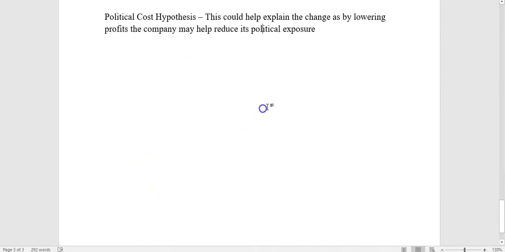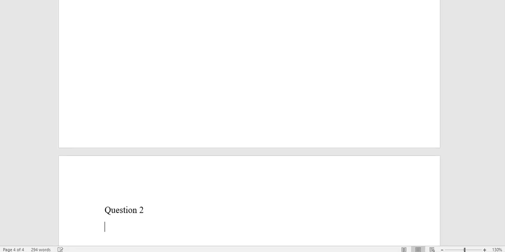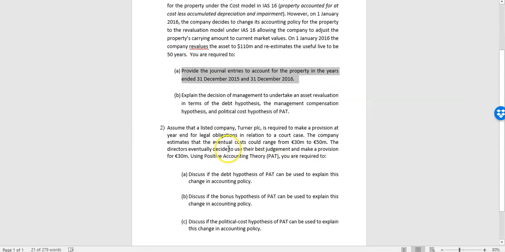Question 2 is very similar in nature. We're looking at another topic from your AF1 studies. So you're told a listed company, Turner PLC, is required to make a provision. Remember, a provision for a court case that would be dealt with under IAS 37.